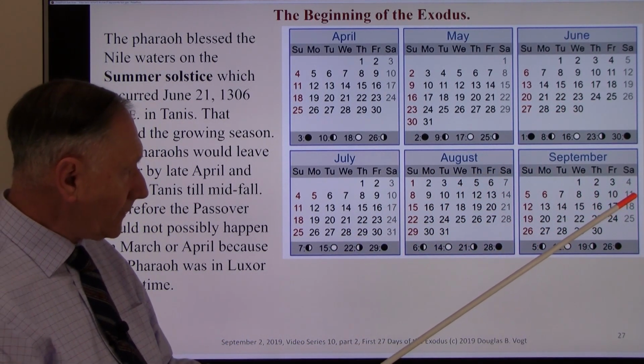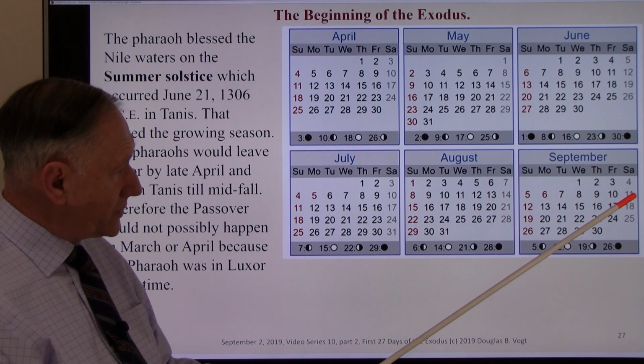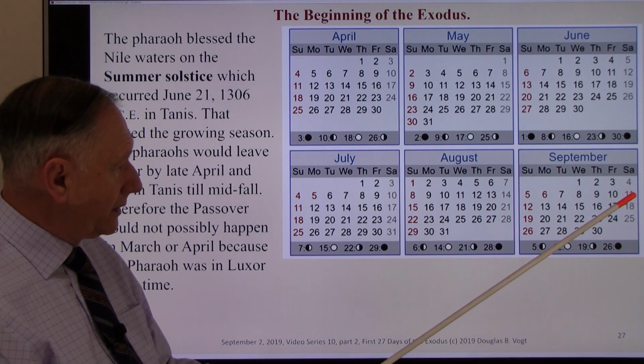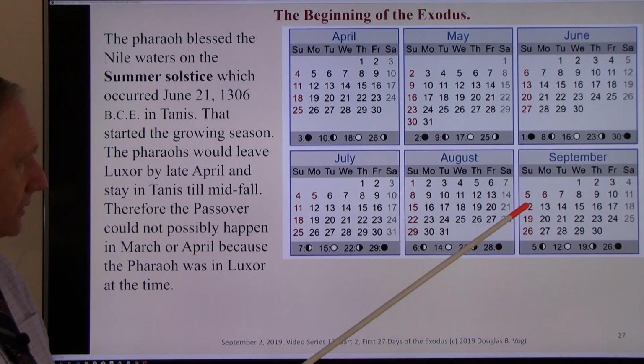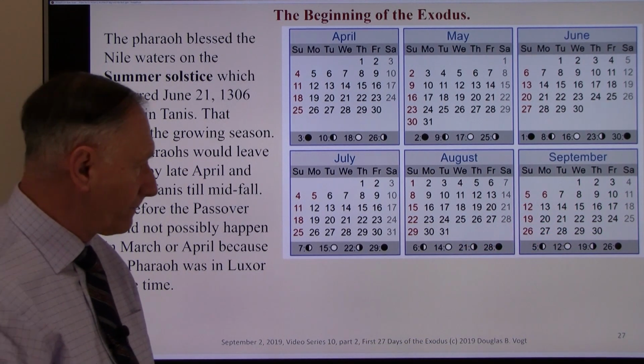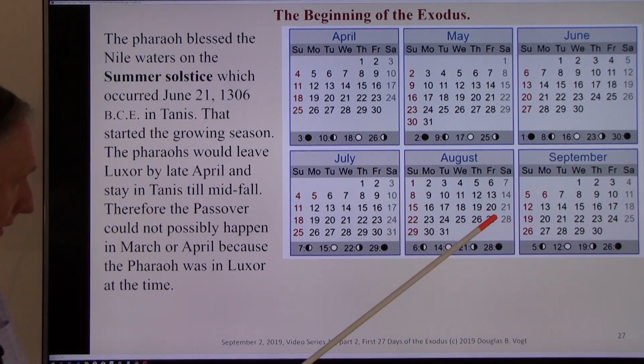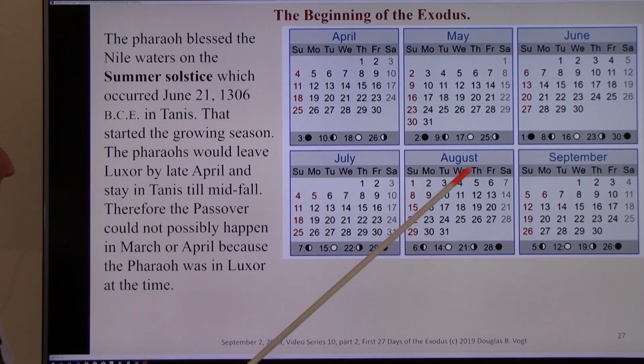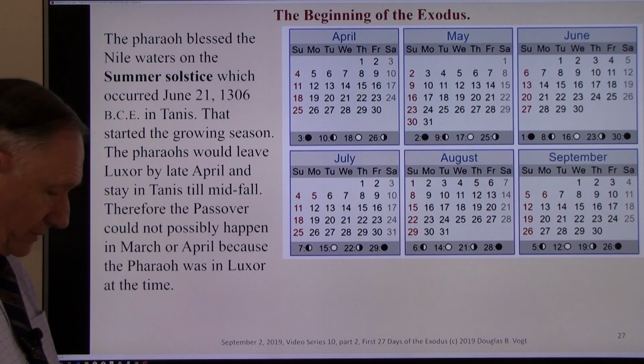Now, the full moon, NASA says the full moon was on the 11th. This calendar series said the 12th. Someplace in between here was the full moon when the Passover happened. All these disasters happen in the latter part of June, July, and August, and a little bit of September.